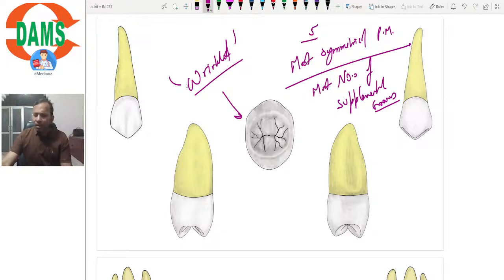Apart from that, इसमें ज़्यादा कुछ important है नहीं. जैसा कि आप यहाँ देख सकते हैं, lingual and buccal cusp, they are of almost same size, right? They are of almost same size.